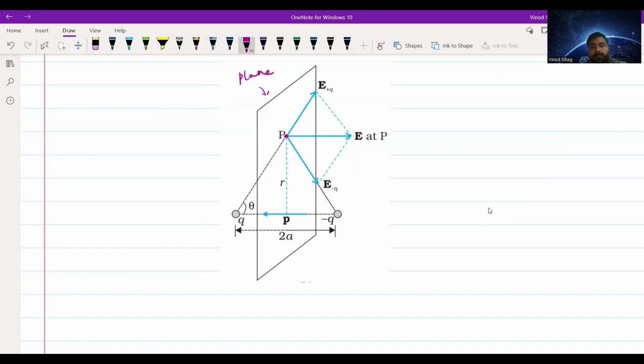The distance between these two charges is 2a, and here is the point O, which we can say is the center of this dipole. In the earlier case also we took the distance from the center of the dipole, that was r, and in this case also the distance of the point at which we want to find the electric field is taken from the center of the dipole.